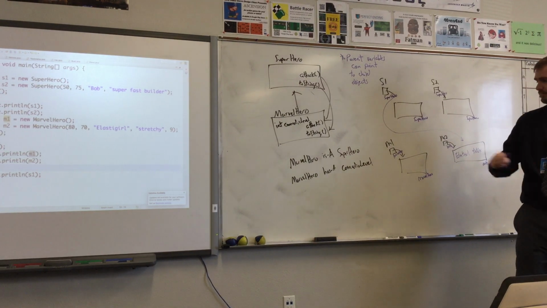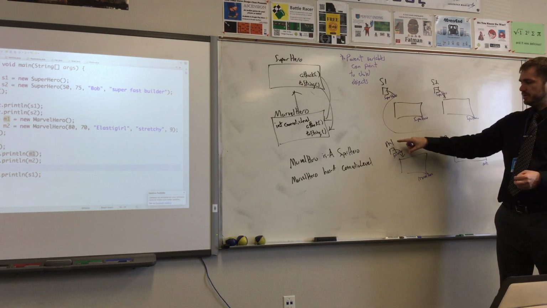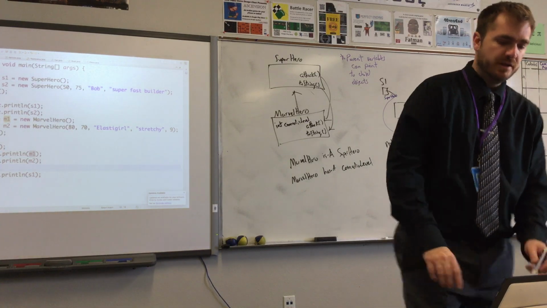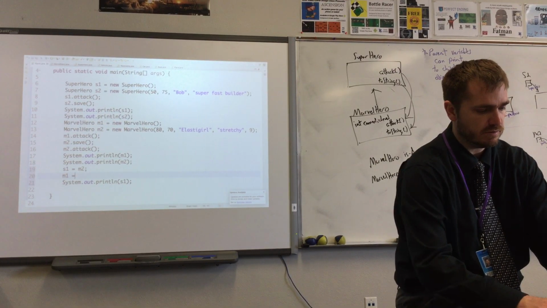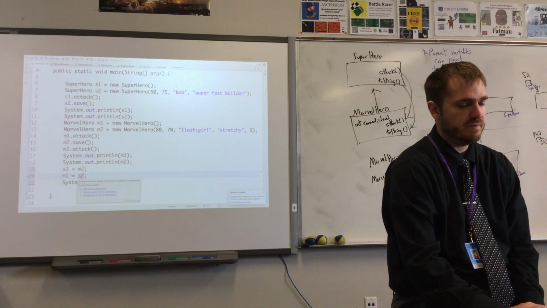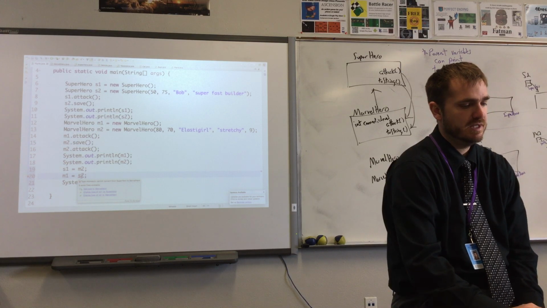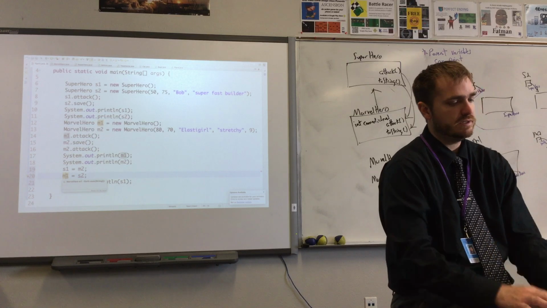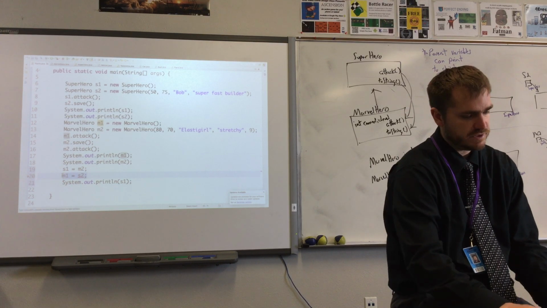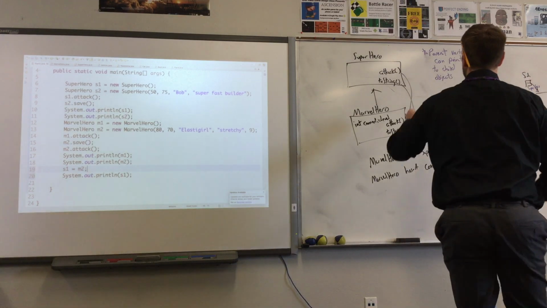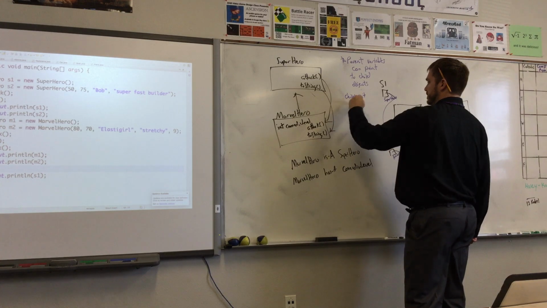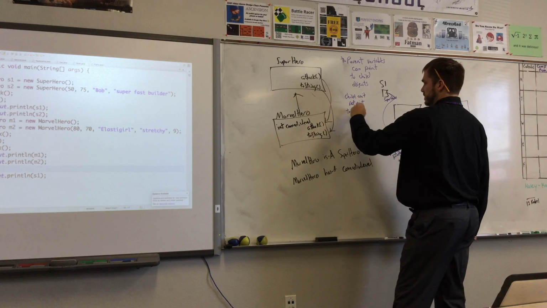Now, can child variables point to parent objects? No. Alex says no. My parents would say no. If I go over here and say M1 equals S2, it's going to throw me an error. Type mismatch. Cannot convert from superhero to Marvel hero. This M1 is the Marvel, remember, the child. The child cannot point or reference a parent object. So not vice versa. Sorry. The child can't point to the parents. Child can't point to parent object.